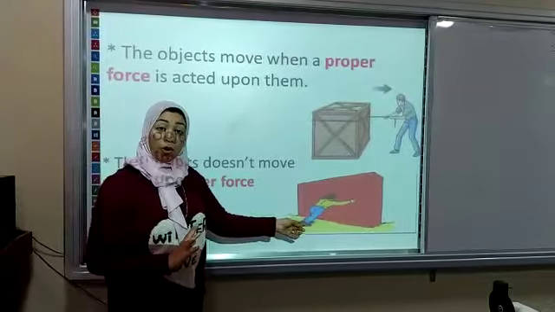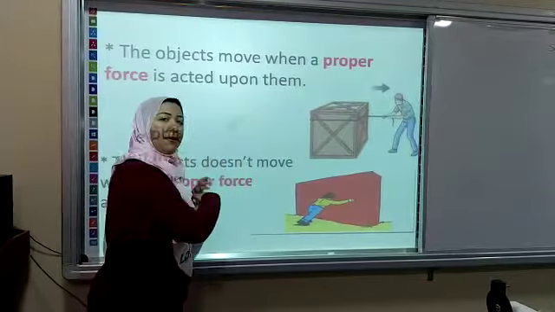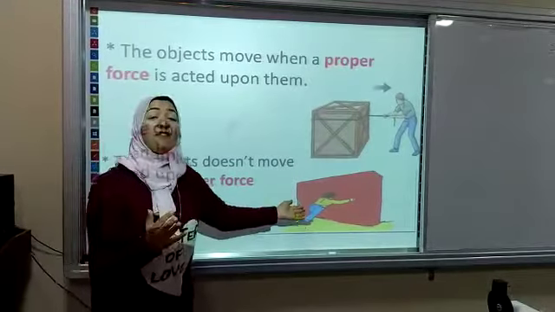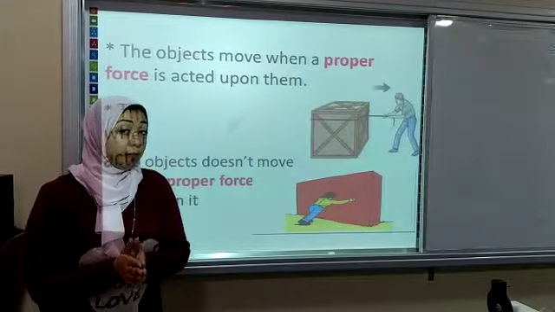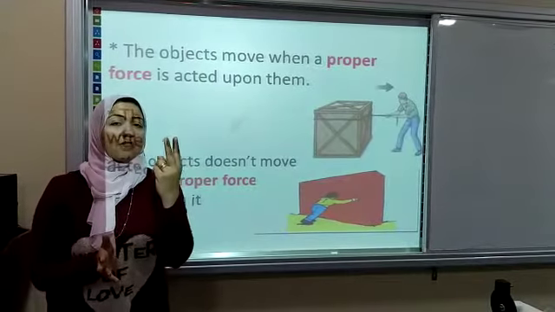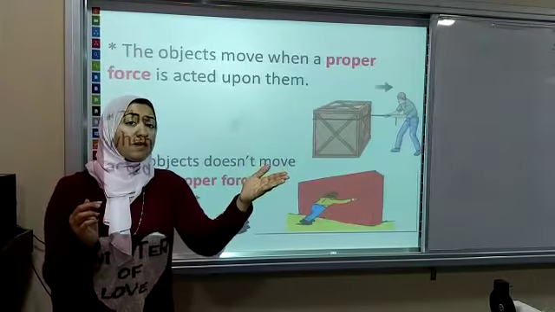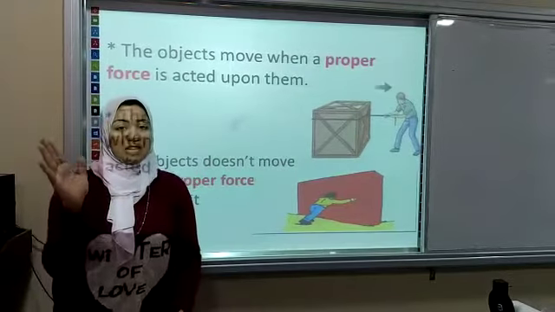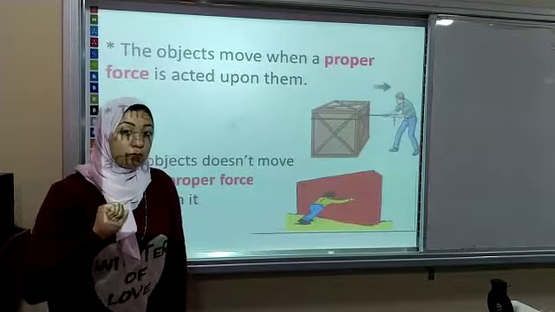And in the second picture, he acts the force on the wall. He tried to push the wall, but the wall will not move. Why? Because the force acted on the wall is called an improper force. So we have two types of forces: proper force and improper force. Proper force means the object is affected by the force and it moves. And improper force means the force acted on the object and the object doesn't move.